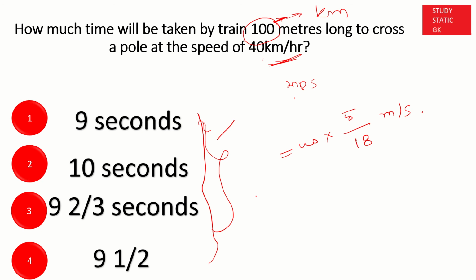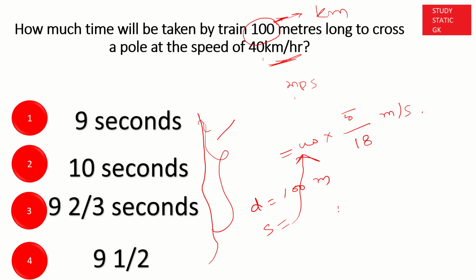If the train is crossing the platform, then you have to consider the train length as well as the platform length for the distance to be traveled by the train. Right, here the distance to be traveled by the train is its own length. So the distance is here 100 meters, and the speed is 40 into 5 by 18.